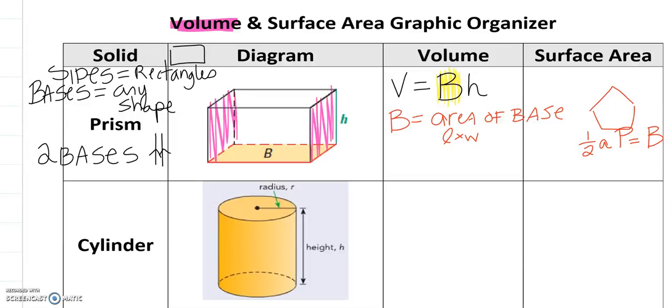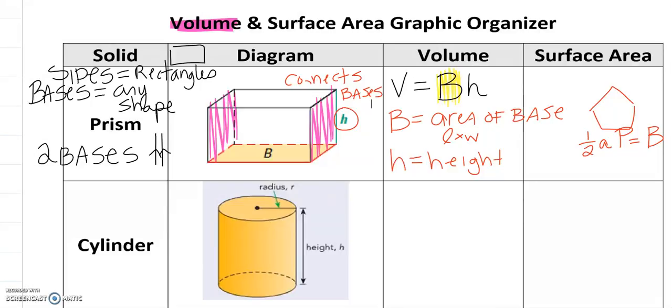Okay. Now your height is also a little bit of a tricky concept because height represents the perpendicular length that connects your two bases. So I'm going to write down height for now, but you have to know height is what connects your bases. And I'll give you an example of why that's important when we get to the cylinder.